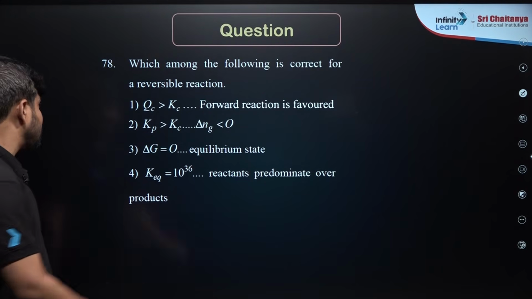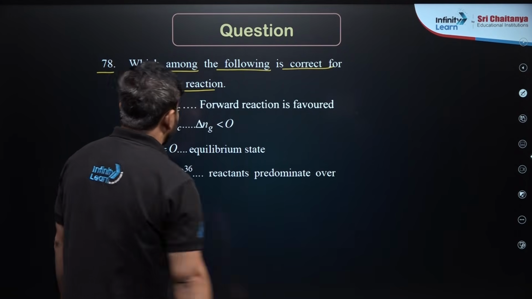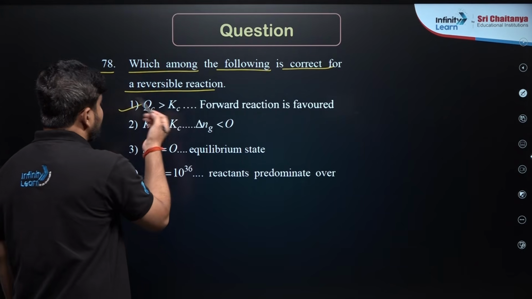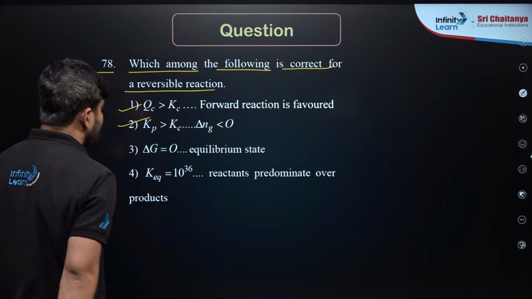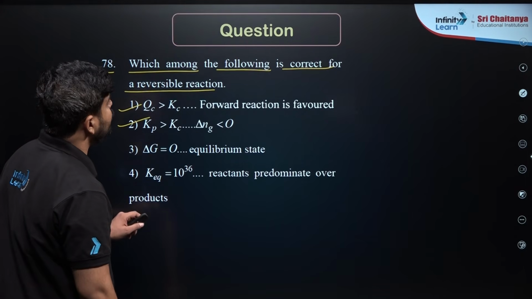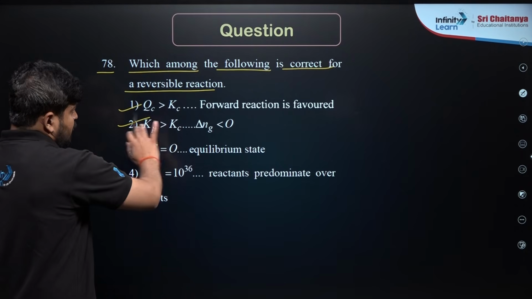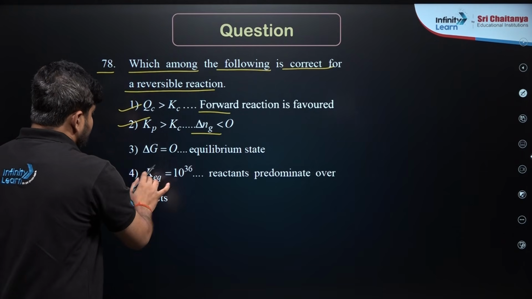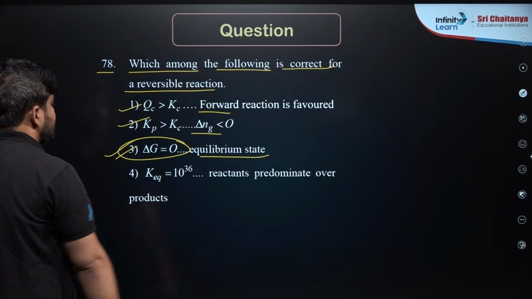Now the next question, 78. Which among the following is correct for a reversible reaction? Qc greater than Kc means valid for the forward reaction, it is correct. Kp greater than Kc when delta Ng is less than 0, yes, it is also okay. But they are asking for the correct statement for a reversible reaction, and this condition is valid only for this particular point. For a reversible reaction, delta G must be 0, so the equilibrium state is required. So the third one is the correct answer of this question.